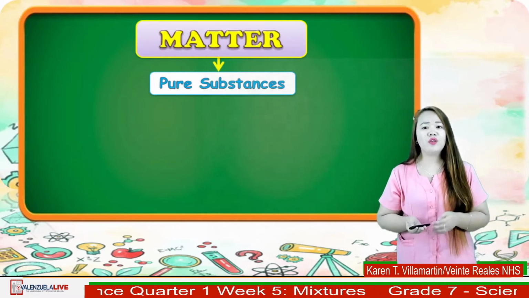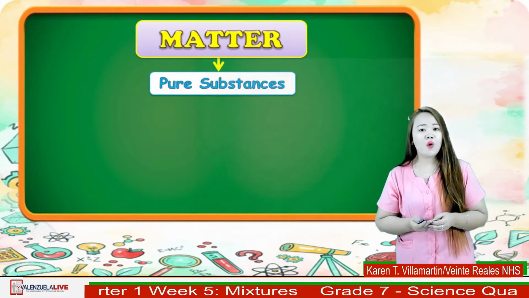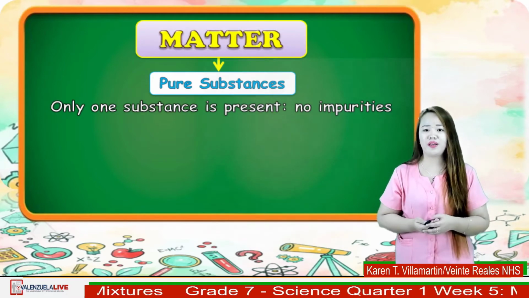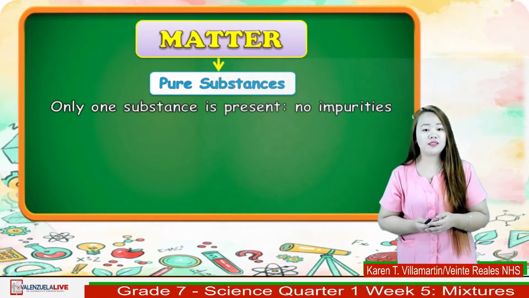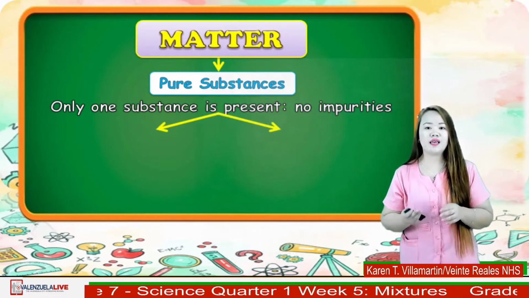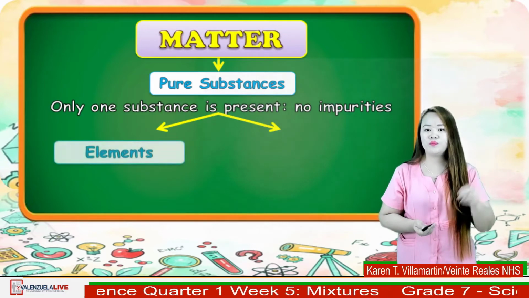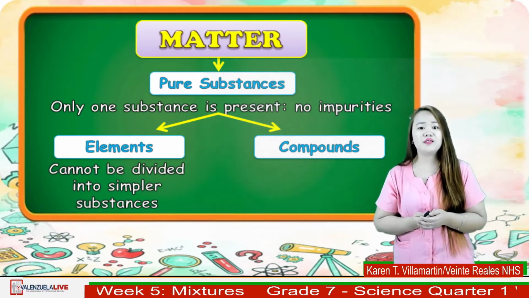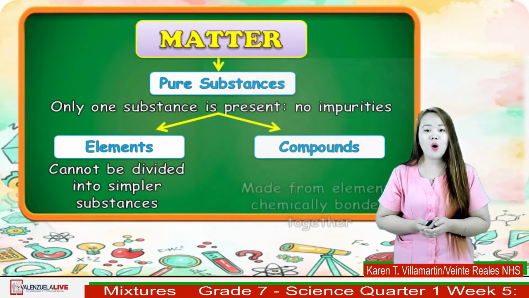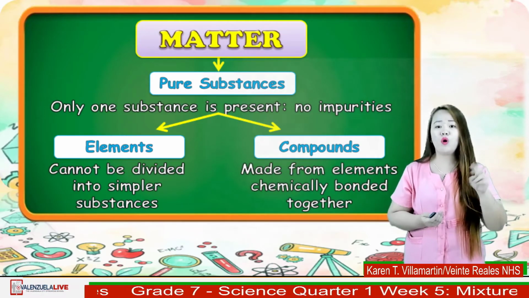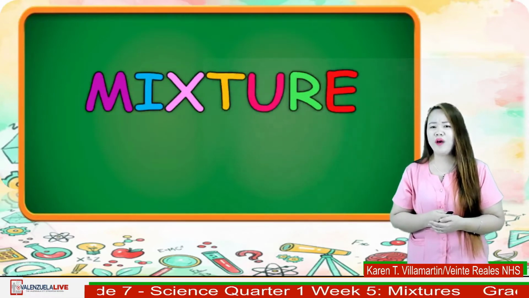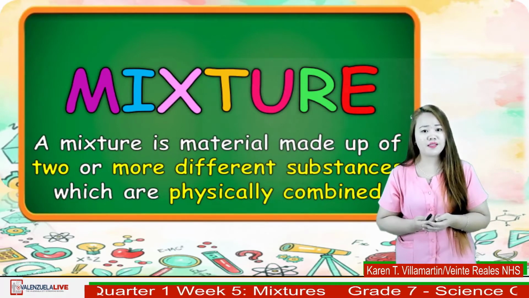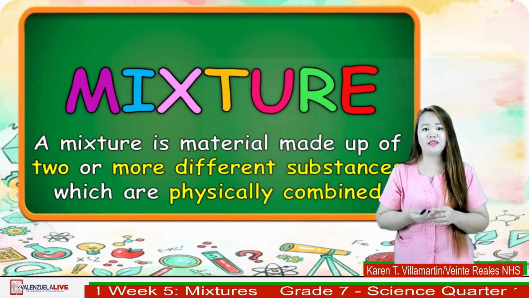From the last session, you have learned about pure substances, which are substances made up of only one kind of particle and have a fixed or constant structure. Pure substances are further broken down into two: elements and compounds. An element is a material that consists of a single type of atom, while a compound consists of two or more types of elements. While a mixture is a material made up of two or more different substances, which are physically combined.